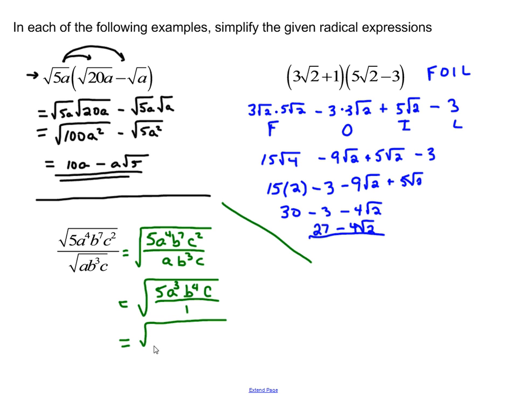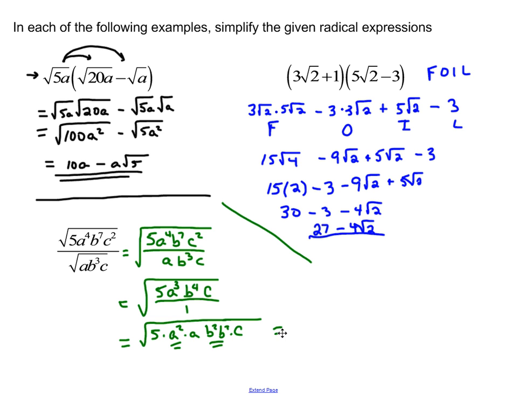Well, let's look for perfect square factors. 5 has no perfect square factors. It's a prime number. A cubed, however, contains a squared, so it's a squared times a. B to the fourth is a perfect square, right? It's b squared times b squared, if you really want to think of it that way. And c, well, that's by itself as a factor, so what can come out? Well, a squared becomes a, and b to the fourth becomes b squared when we bring it out.